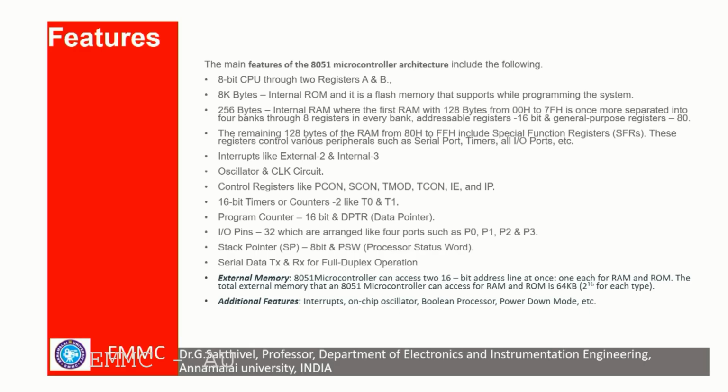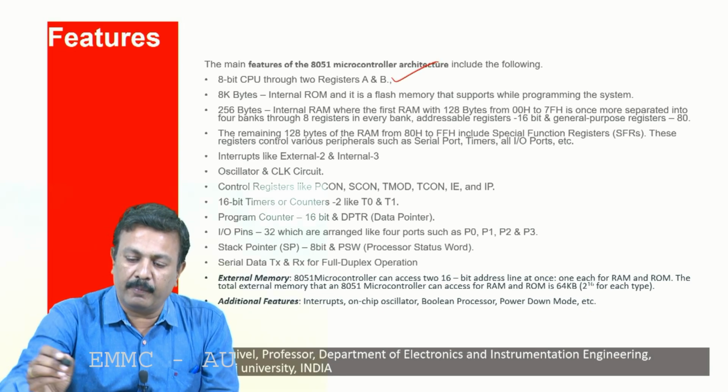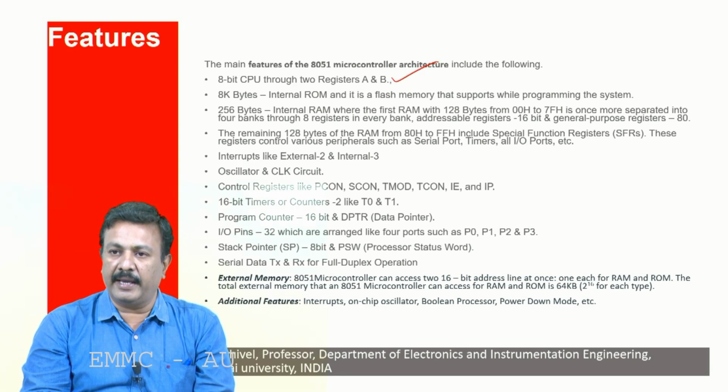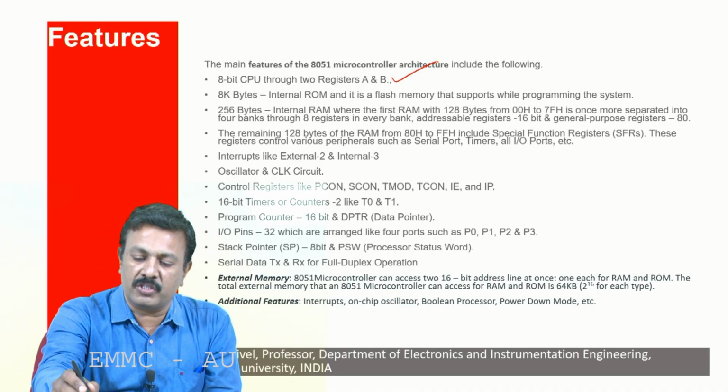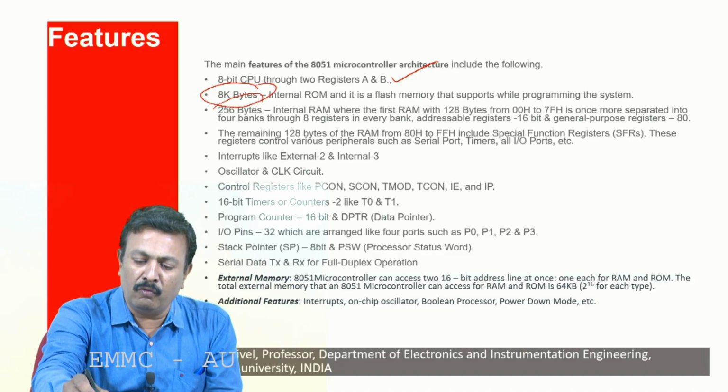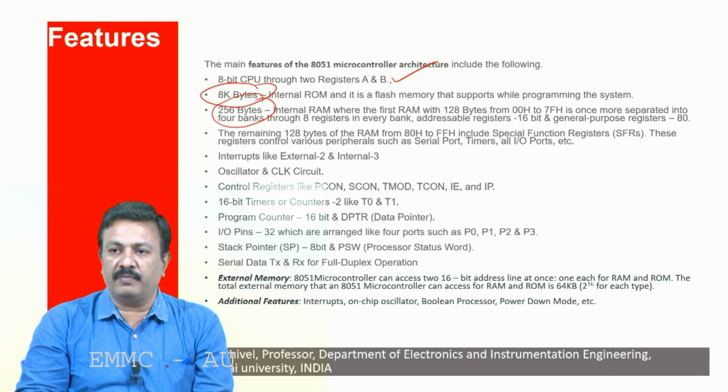Okay, so let us summarize the main features of the 8051 microcontroller. First, this is an 8-bit microcontroller. It has the registers A and B. These things we will discuss elaborately in the forthcoming lectures. It has 8 kilobytes of ROM and 256 bytes of RAM. In the 256 bytes of RAM, the first 128 bytes, addresses 00 to 7F, you can use for general purpose registers, and the remaining 128, whose addresses are 80 to FF, are used for special function registers.